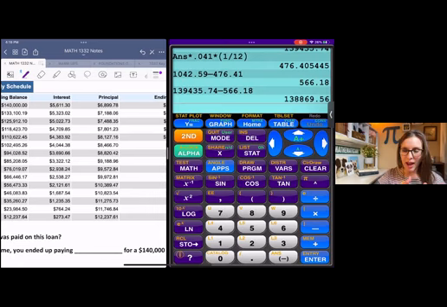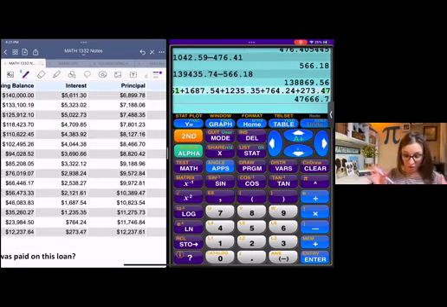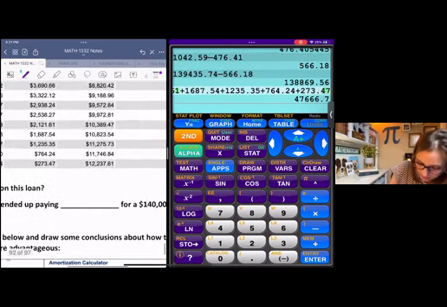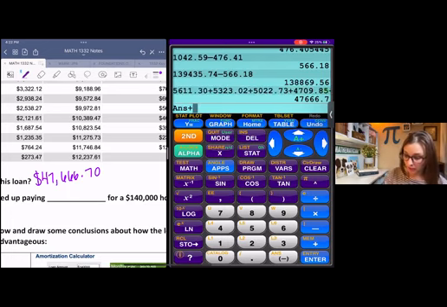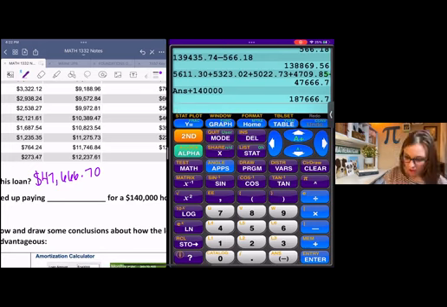And so I want you to quickly add up all of those interest amounts and see grand total how much interest you're paying on a $140,000 loan. Just do it, add it up, try it and see. Okay, so when I added all those numbers up, I got $47,666.70 in interest. So on your $140,000 loan, you actually ended up paying that much in interest.